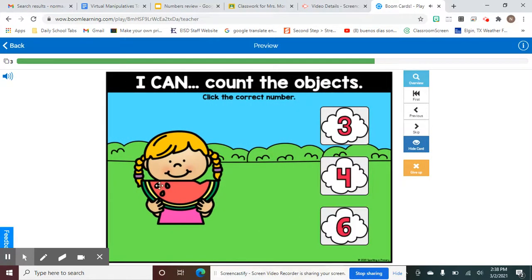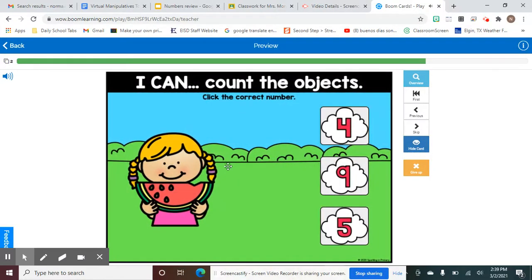Okay, let's count the seeds. 1, 2, 3. Which one's number 3? Top, middle, or bottom? 3 is going to be the top one. Good job. But what's this number? That's 4. And this one? That's 6. So our answer is 3 up here.